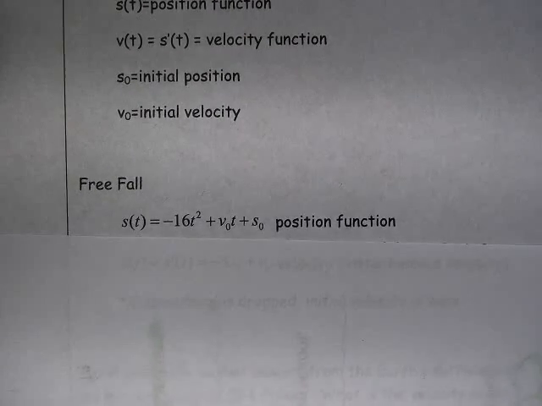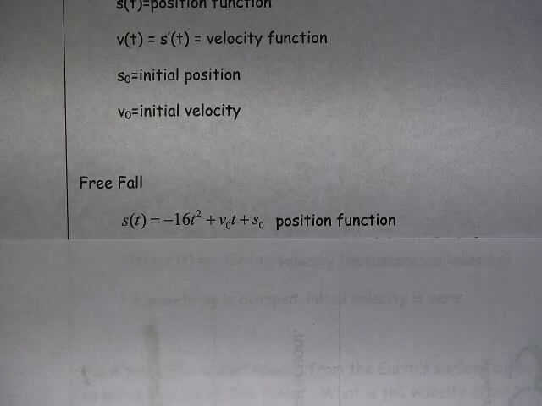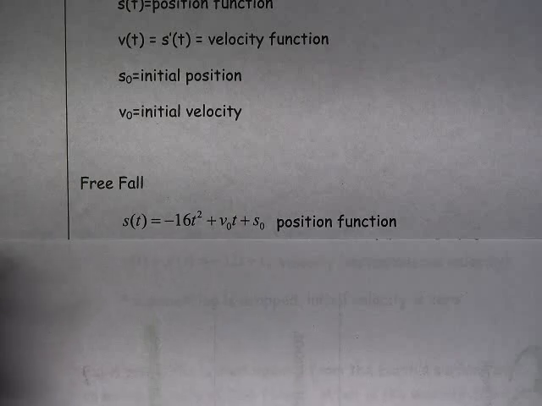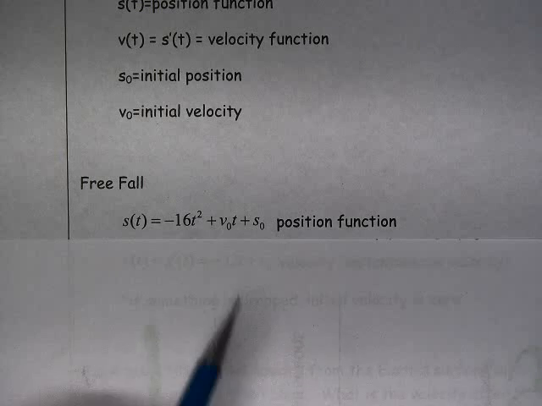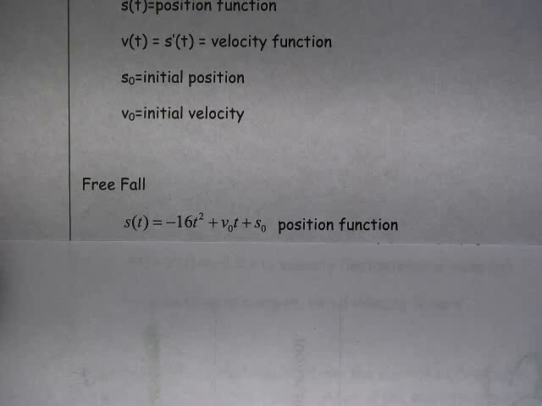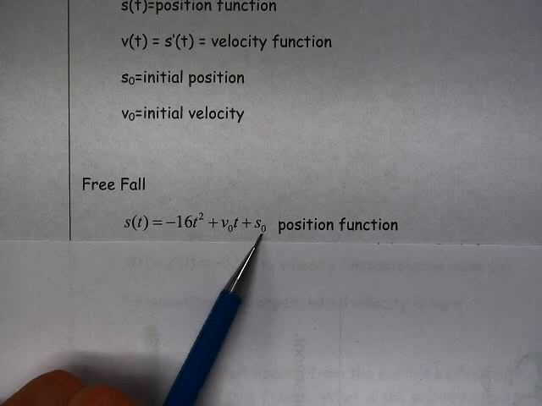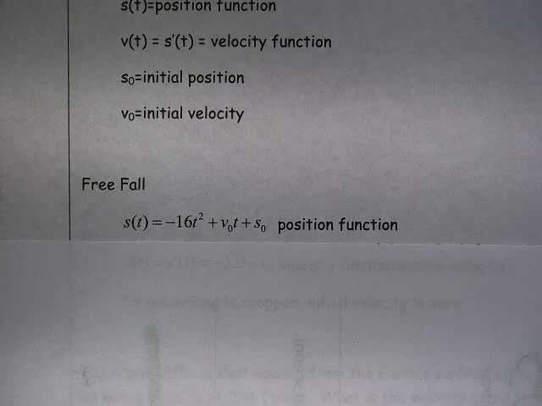So we're talking about objects in free fall. The position function looks like this. If we're talking about free fall, neglecting air resistance and near the surface of the Earth, we use the position function of negative 16 t squared plus v sub 0 t plus s sub 0. Again, where v sub 0 is the initial velocity and s sub 0 is the initial position.